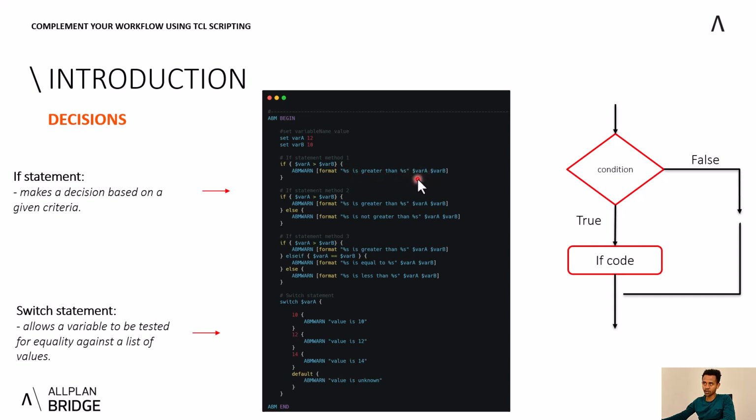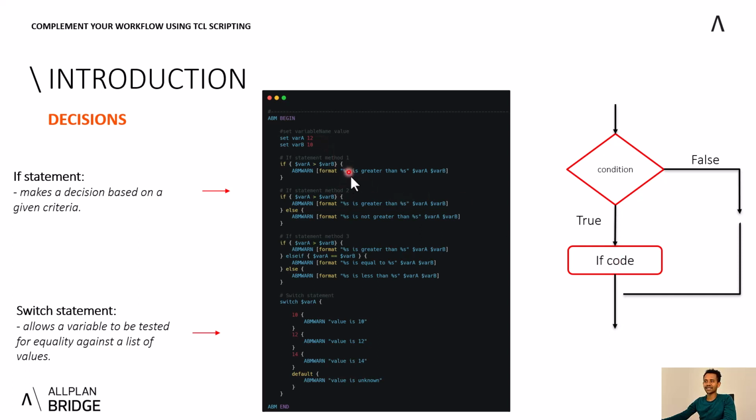If you just put var a here, the text var a will be displayed. But we want to show the var a value, which is 12. So we want to show 12 is greater than 10. For that we have the string formatting here, with var a and var b, so 12 is greater than 10, which is true. So the condition is if 12 is greater than 10, and it's true, just show me in the Allplan Bridge warning log.